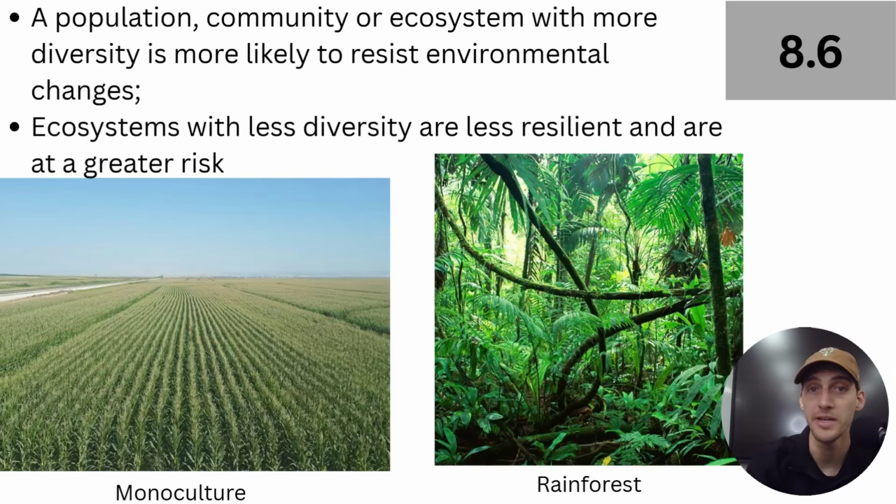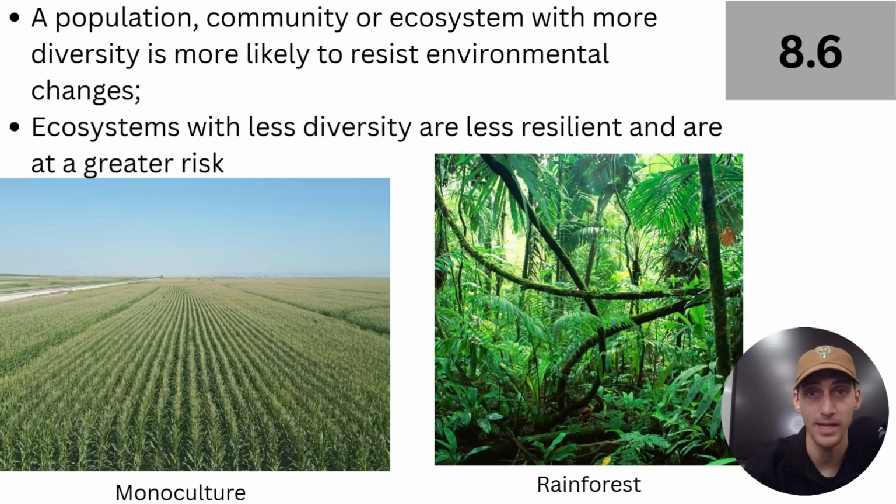And a population, community, or ecosystem with more diversity is more likely to resist environmental changes. In the last topic video, we looked at community structure. We looked at species diversity and species richness, and we said that a community with a higher Simpson's diversity index is probably going to be a healthier ecosystem, and it's going to be more resilient to environmental change. Why is that? It's because variation increases survival odds. Well, I should say the odds that a community or ecosystem or even a population will be able to adapt to environmental changes.